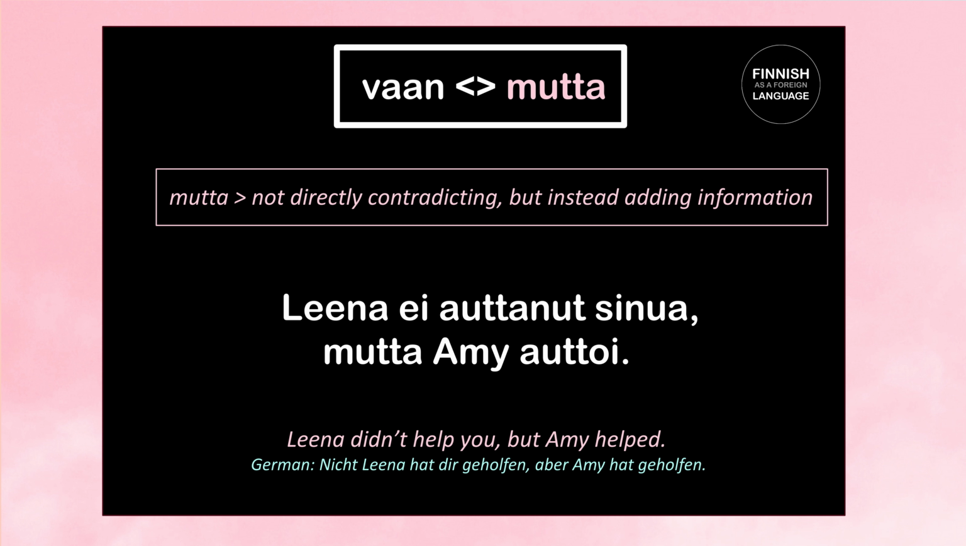So here we use mutta in order to add new information about Amy helping you without directly correcting the first part of the sentence about Lena. So this way we see here also a very clear contrast between Lena, who didn't help you, and Amy, who actually was the one helping you. So with mutta here we add some new information. Let's repeat. Lena ei auttanut sinua, mutta Amy auttoi. Lena didn't help you, but Amy helped.